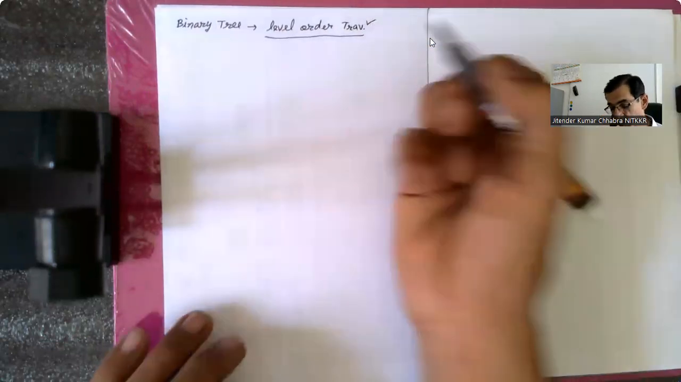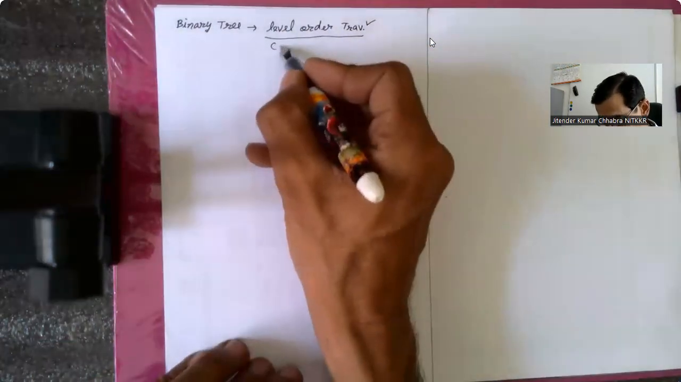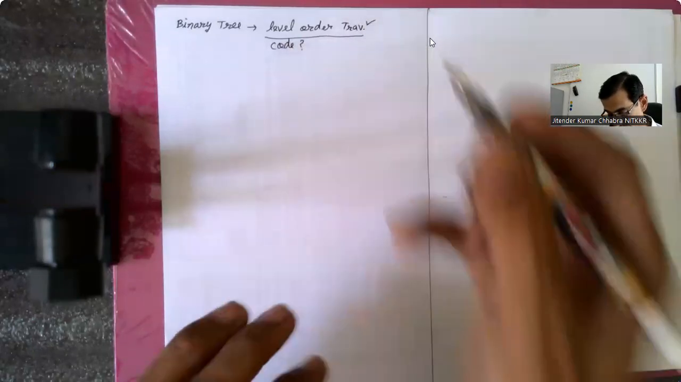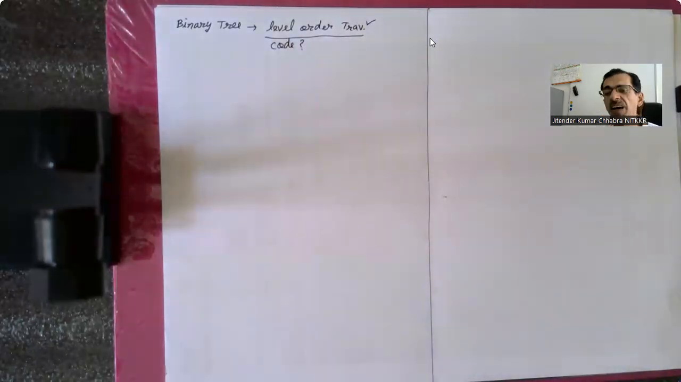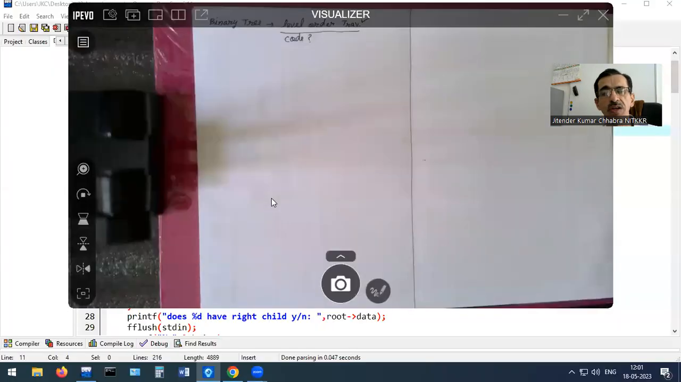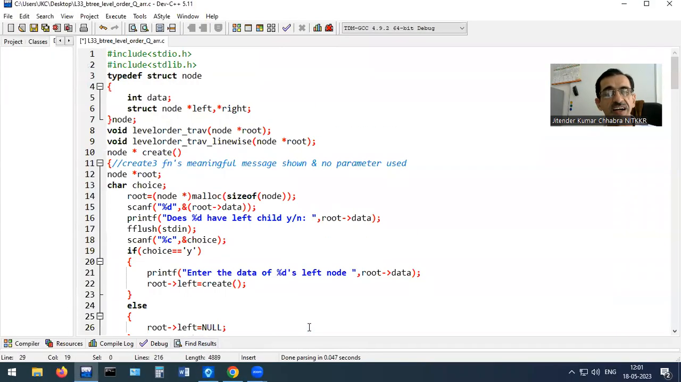Let's have a quick review and demonstration of the code, and have a look for those who need some help. Otherwise, the code was simple. I'm sure some of you must have easily done that. So this is the level order traversal code. Here, I have also made some changes in the create function.